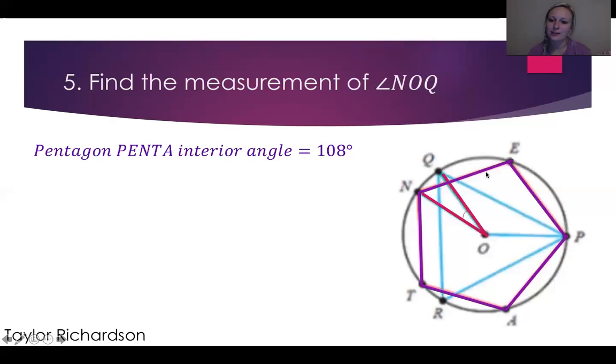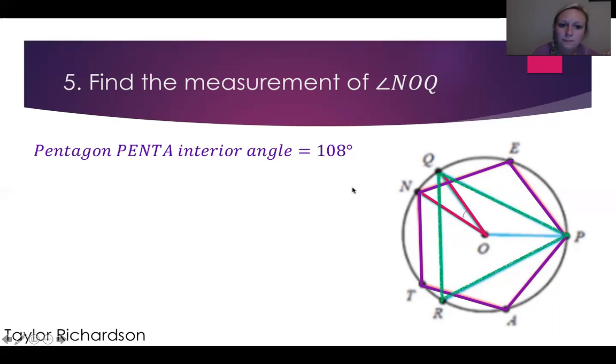Because we have a pentagon, we know that when we place the number 5 within our interior angle formula, it gives us the answer of 108 when we divide the sum of that by 5. And that means that each of these interior angles is 108 degrees. So angle N, angle E, angle P, angle A, and angle T are all 108 degrees. And so we can see angle N has this line going right through it that goes to our angle O that we're looking for.